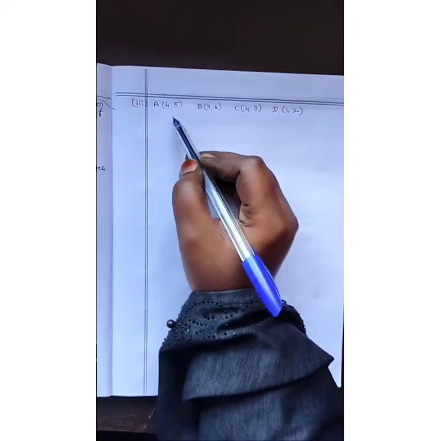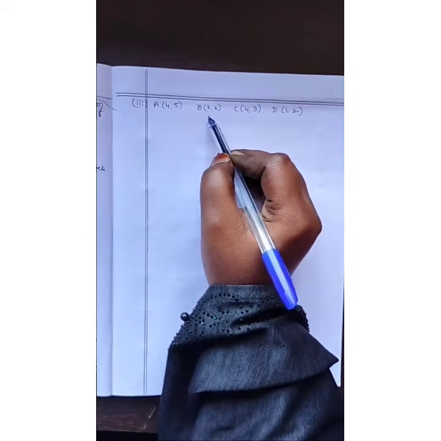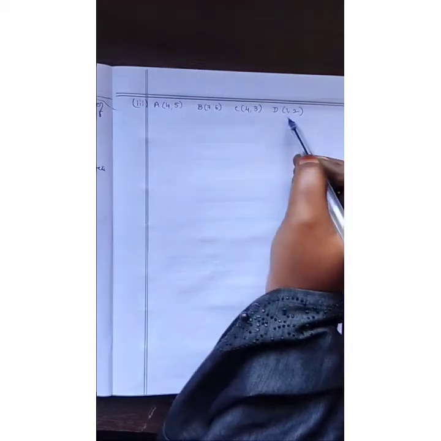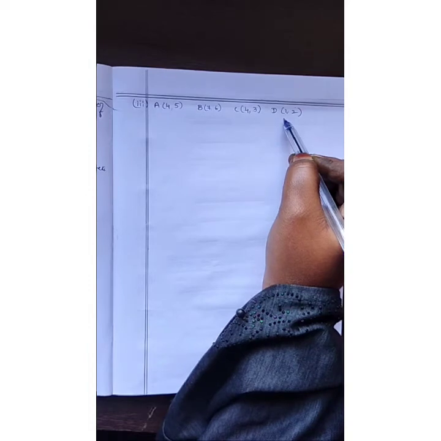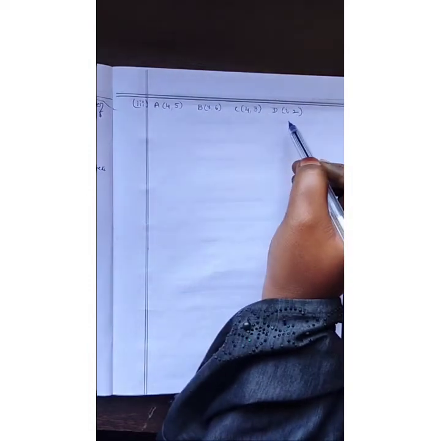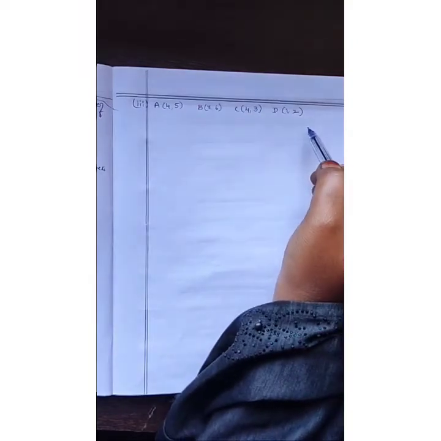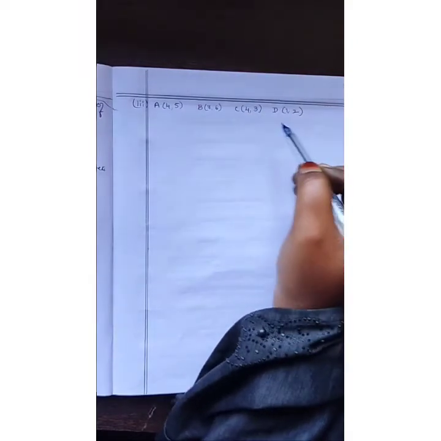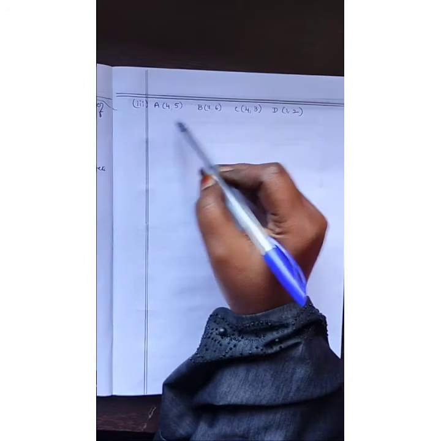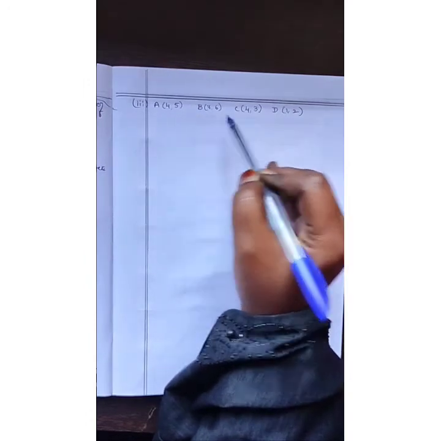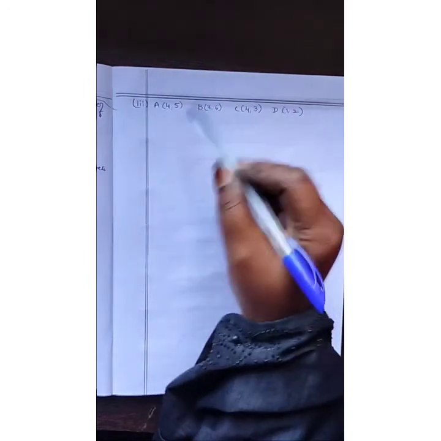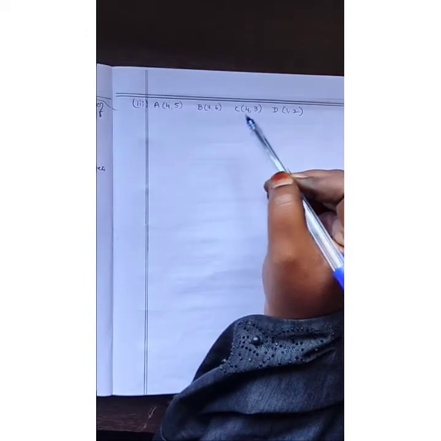See dear students, the next problem is A. Consider A as (4, 5), B as (7, 6), C as (4, 3) and D as (1, 2) points. Already points are given in the question. We have to consider these as A, B, C and D. Okay. Now apply the distance formula, calculate the distance between the points AB, BC, CD and DA.